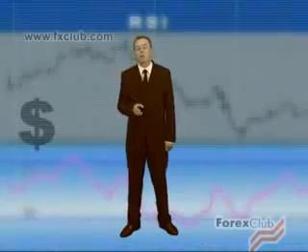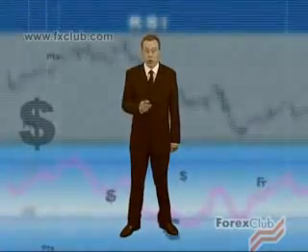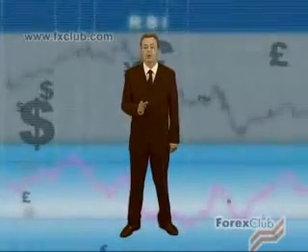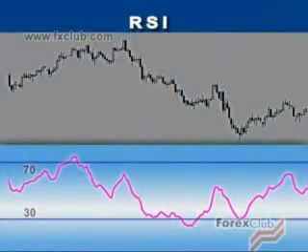The RSI oscillator has one more wonderful feature. Wilder called it the failure swing. You'll remember this term from your previous study of chart analysis. Nowadays it goes by a different name, divergence or a discrepancy.